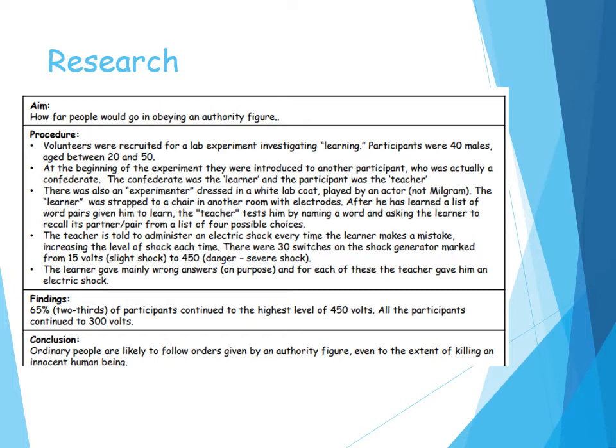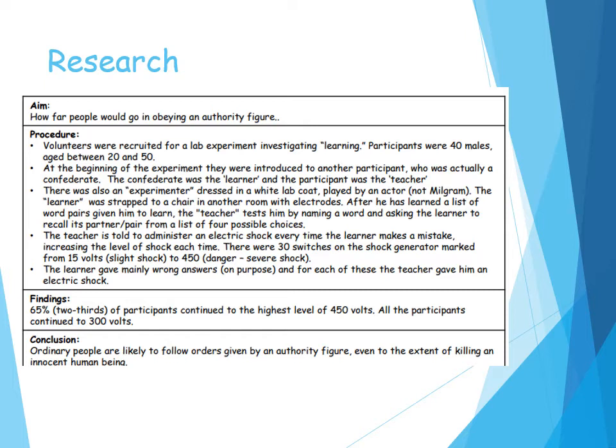There was also an experimenter who was dressed in a lab coat, which was played by an actor, not by Milgram himself. The learner was strapped to the chair in another room, and it had electrodes where he would be given an electric shock if he gave an incorrect answer. After he'd learned a list of word pairs, the teacher would test him on that, asking the learner to recall the correct pair out of 4 possible choices.